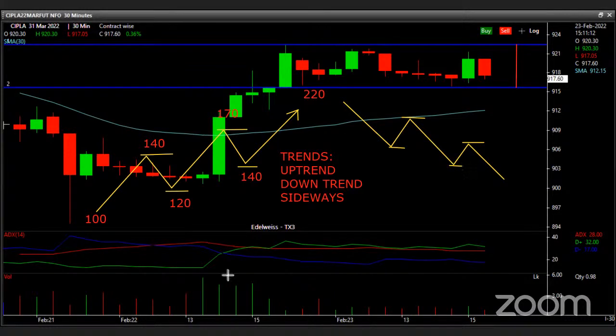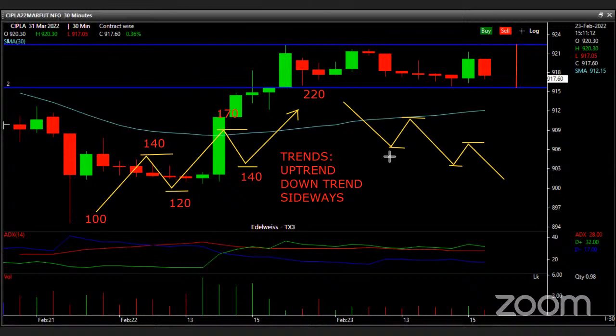Any query anyone have? No, sir. Actually, where you have written 120, we can see there is a bar chart actually. Yes, sir, this chart is not associated with this, correct? I'm just opening the chart and I'm just going to describe what is an uptrend.